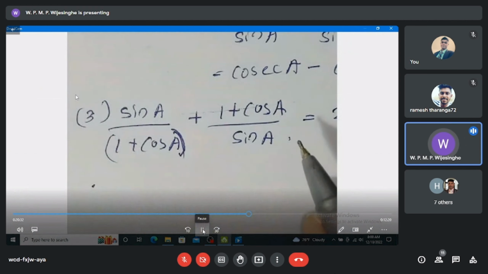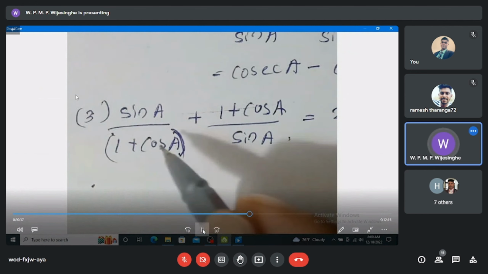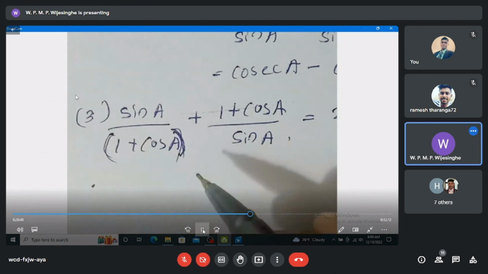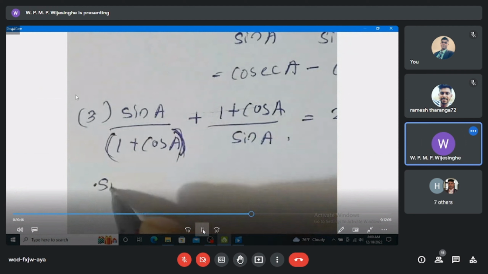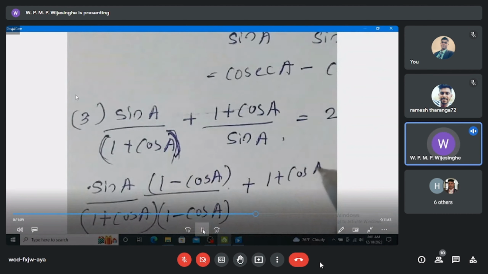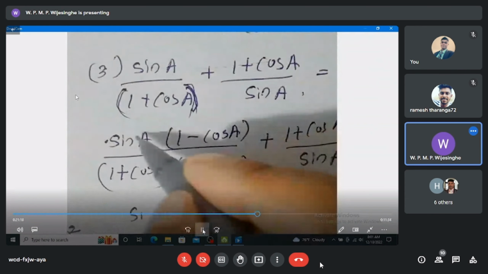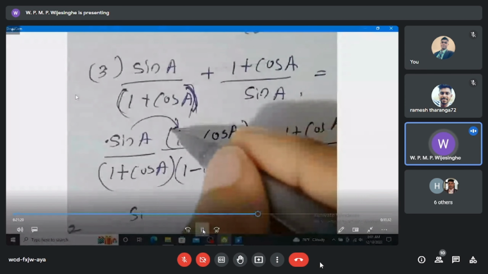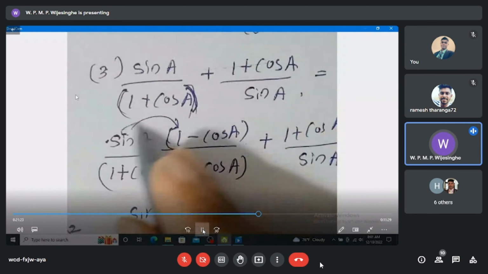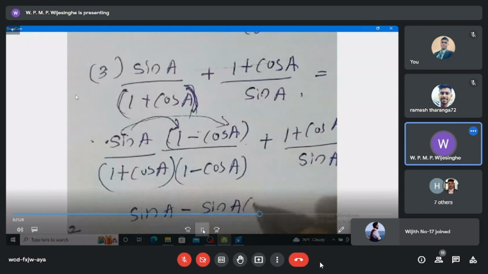Then here, I can use the same method as previous to remove this denominator. Right? Sin A, 1 plus cos A, sin A. Right? Then here, I multiply this one and remove this bracket. It is sin A times the bracket, sin A times 1, minus cos A, it should not be plus. Minus minus sin A times cos A.